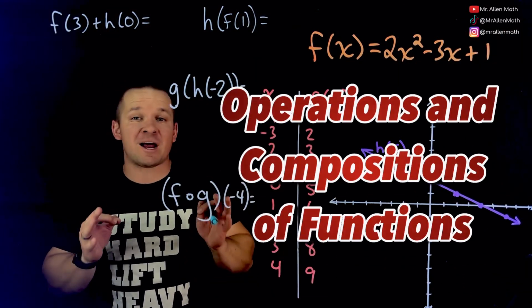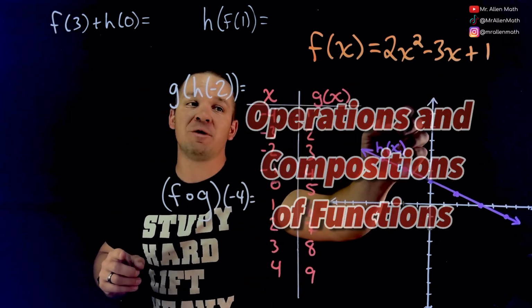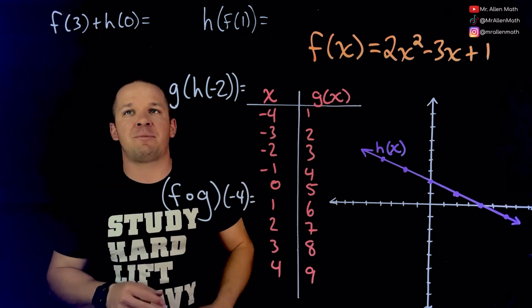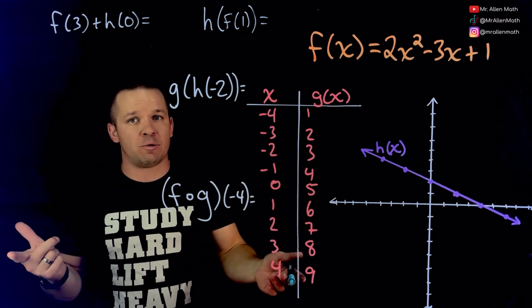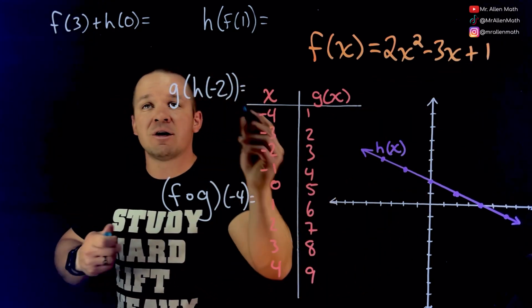We've got some function operations and compositions, but this time we have an equation, a table, and a graph. So a different look here. First one up here: f of 3 plus h of 0. So all we're going to do is figure out what f of 3 is. Well, how would I do that? I've got to substitute it in for x. So I'll do that right here.